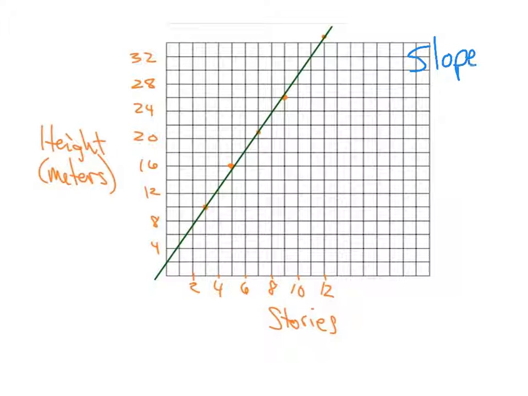Oh boy, this is huge. I'm not going to be able to fit this. Slope is... it looks like a mini colon. It's supposed to be an equals sign. Slope is rise over run. I hope that you've heard this phrase before.